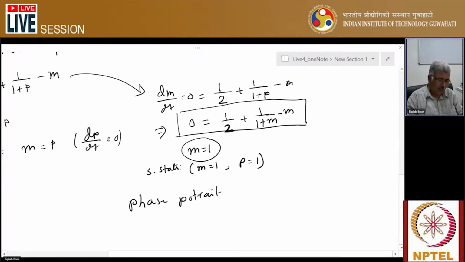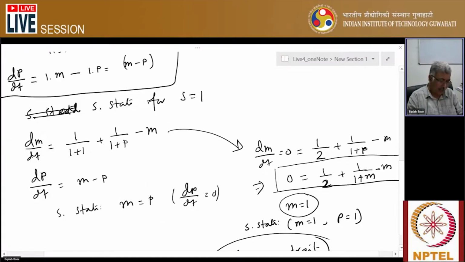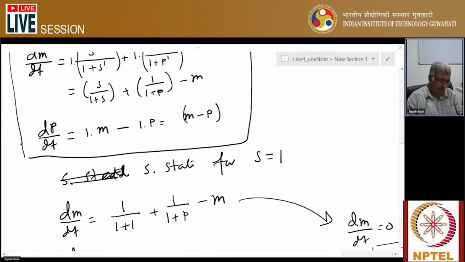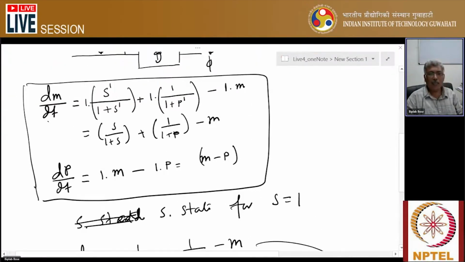So why don't you try to plug in this equation, this one and this one, and draw the phase portrait and see what type of steady state this is. P equal to 1, M equal to 1. Is it stable, unstable, spiral, center type, whatever it is? Just check it. That will give you a better idea about this system.